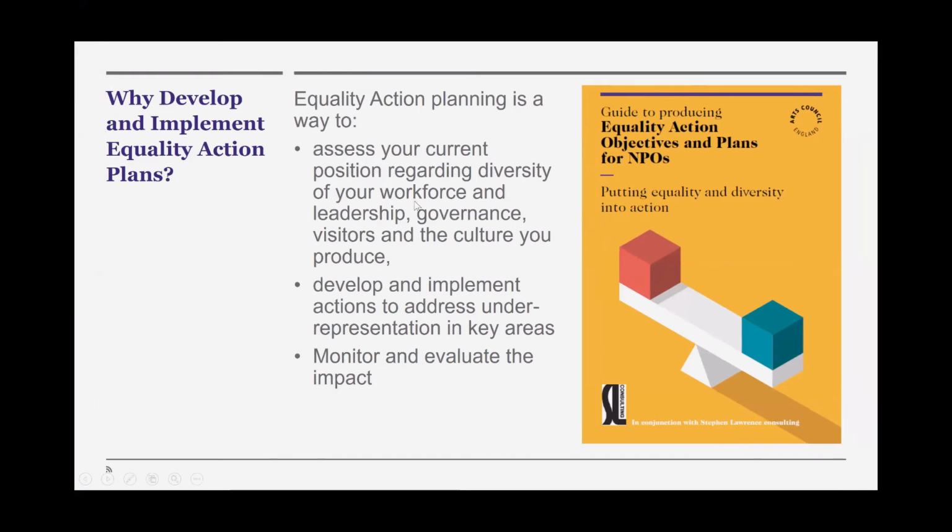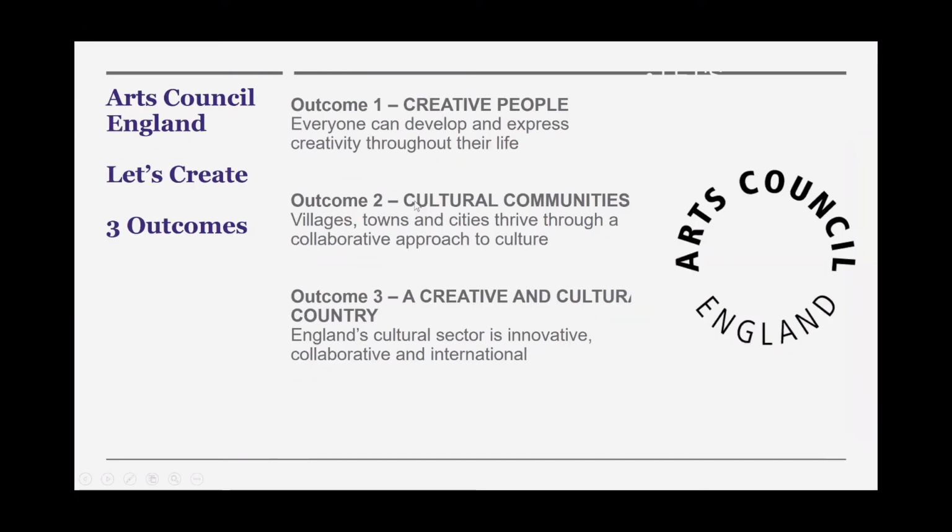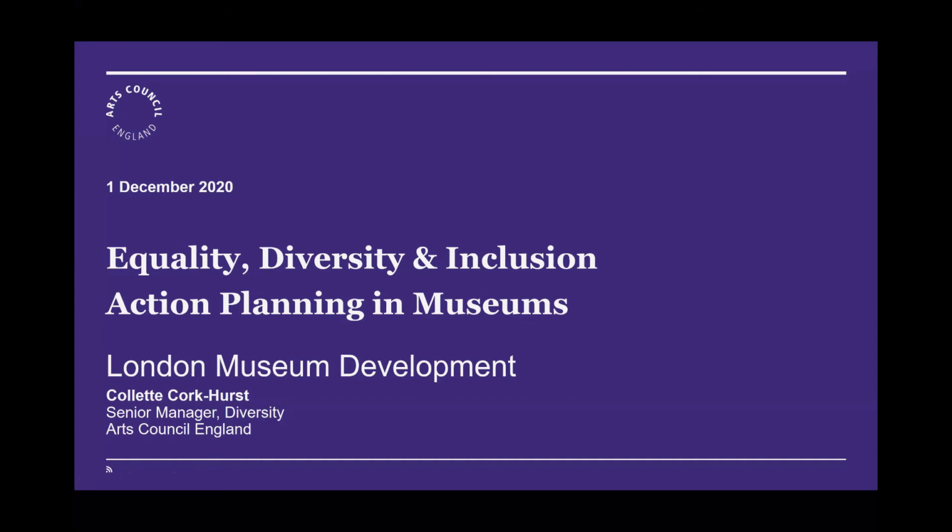So I'm Collette Cork-Hurst, Senior Manager for Diversity at the Arts Council. I work in the national team. Nationally, there used to be 2 of us, and we've just expanded to 4, so that's fantastic. And in all of the 5 areas, we have a senior relationship manager for diversity and a relationship manager for diversity. So that's the whole equality and diversity team throughout the Arts Council. So as has just been said, I'm going to go through some slides.